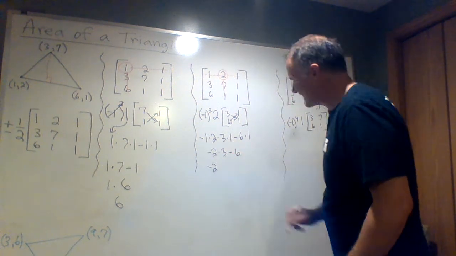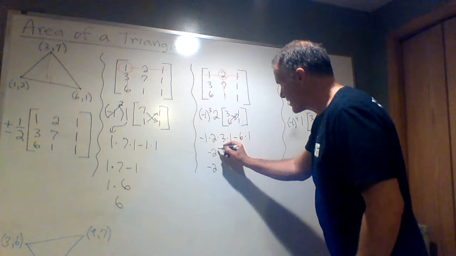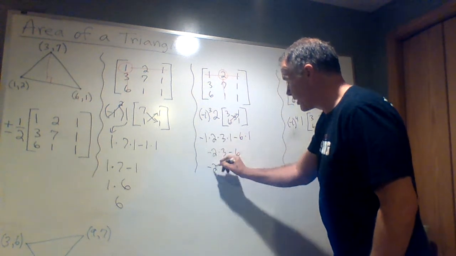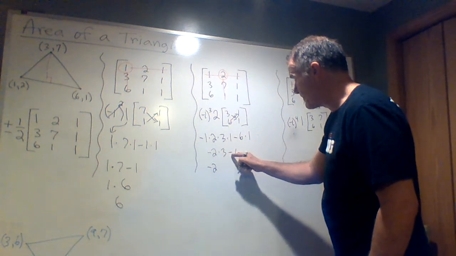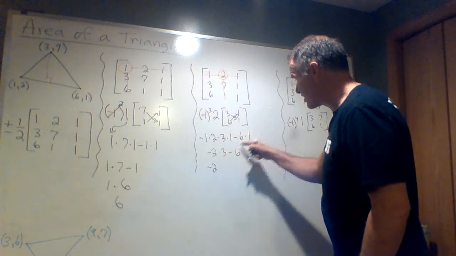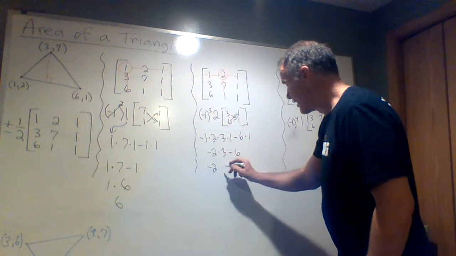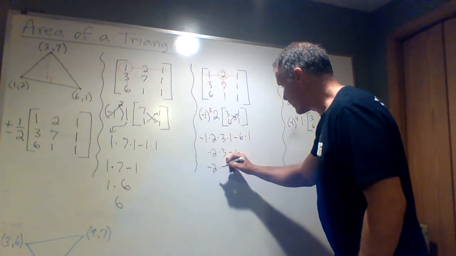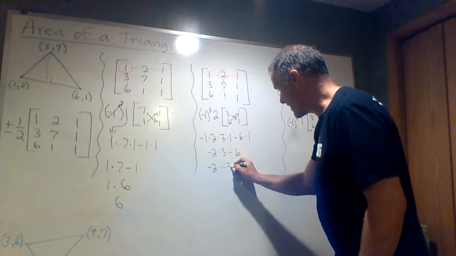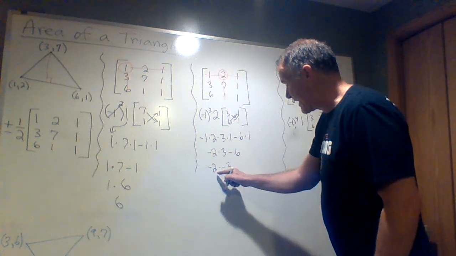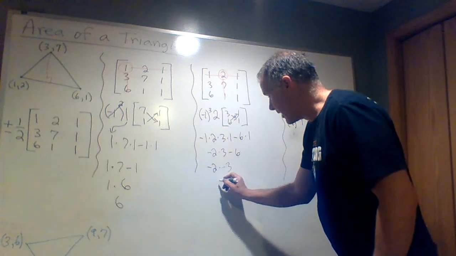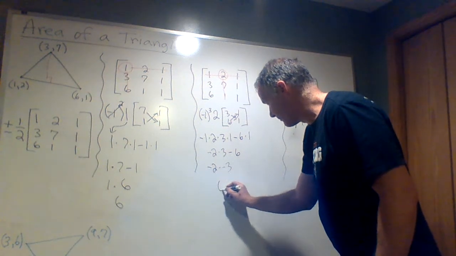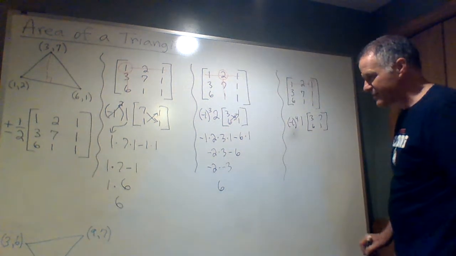This number, the number in front, has to wait till later. We're going to do 3 minus 6. So we're going to finish this determinant. 3 minus 6 is a negative 3. Last step, negative 2 times negative 3, another positive 6. Okay, so we got another positive 6.